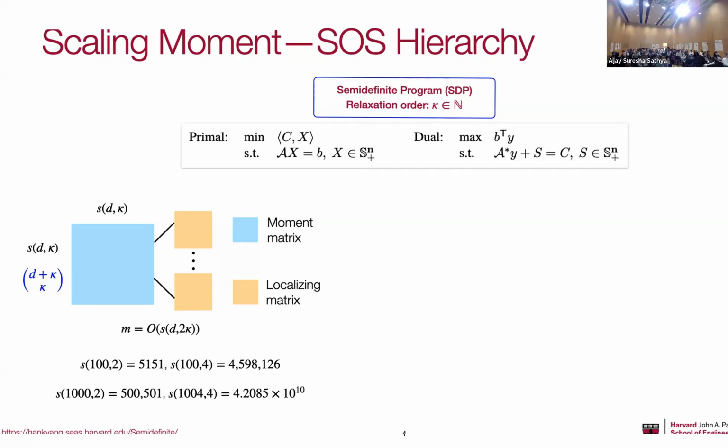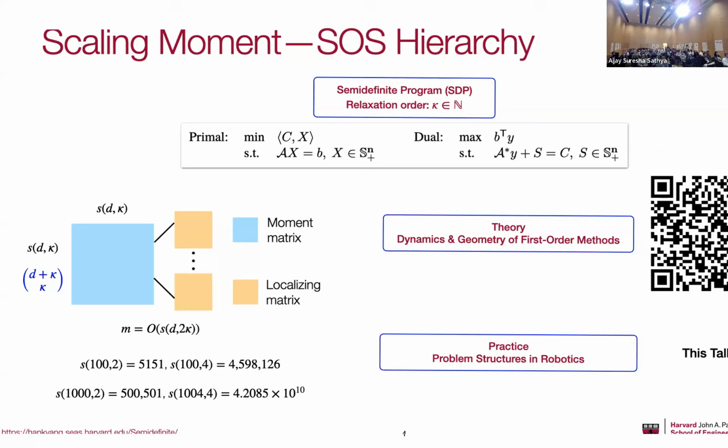So in our group, our goal is to solve these SDPs faster and faster. And we work on two directions. In one direction we're working on the theory, where we're trying to investigate the dynamics and geometry of some first-order methods. Unfortunately, for today, I'm not going to talk about that. I gave a talk somewhere else last week, and I uploaded slides to this Google Drive. If you're interested, you can take a look. But today I want to talk about the practice side, which is how to combine this framework with the structures in problems, structures of robotics problems.